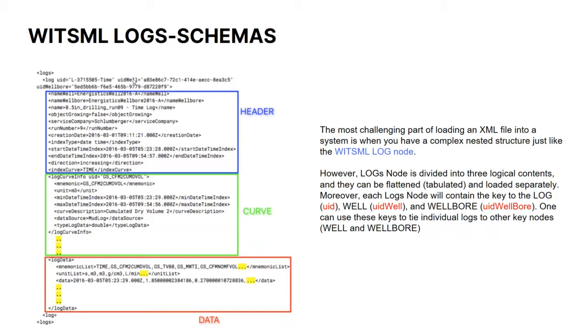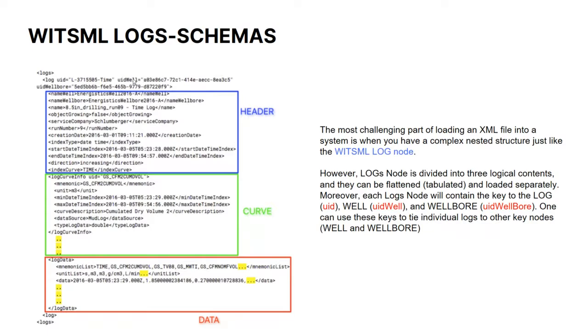So in this case, if we query for just this, we will ask to pull all the curves associated to this log UID that is associated with this well and this wellbore. So the first thing you see, if you look at the XML schema for logs in general, is you have a main header, which stores all the information, all the attributes. The name of the well to which it is associated, the name of the wellbore, the name of the log. So you see this log is actually a time log that is coming from run number 9 for the section 8.5 inches.